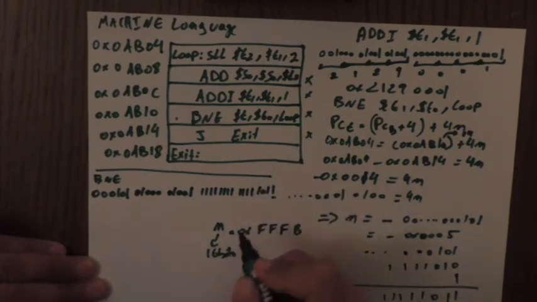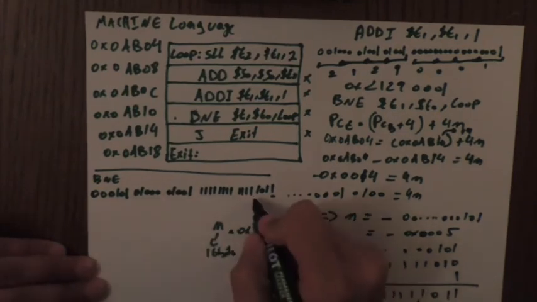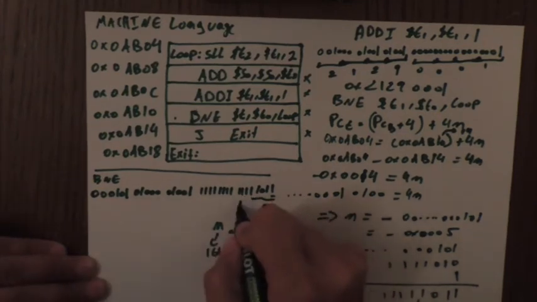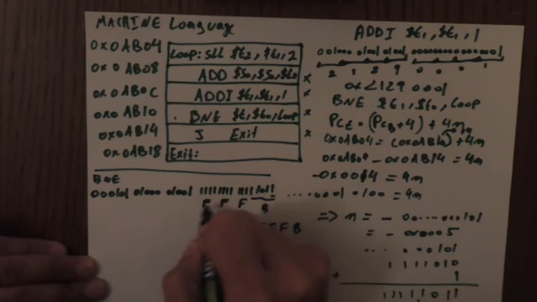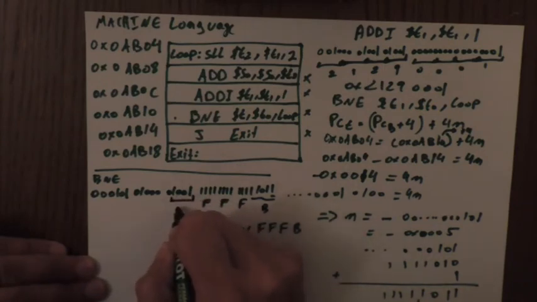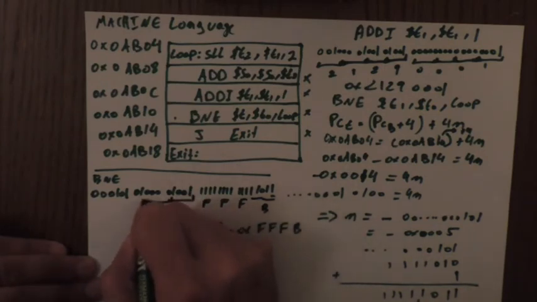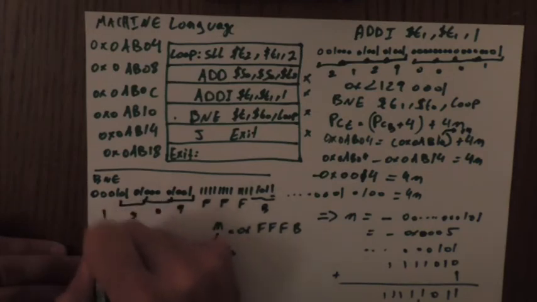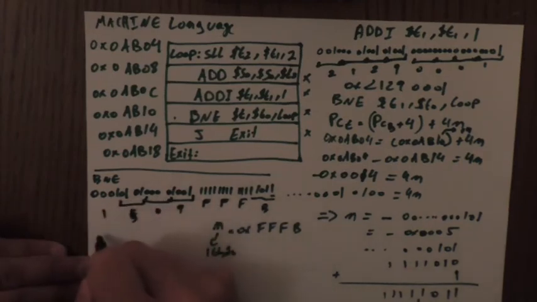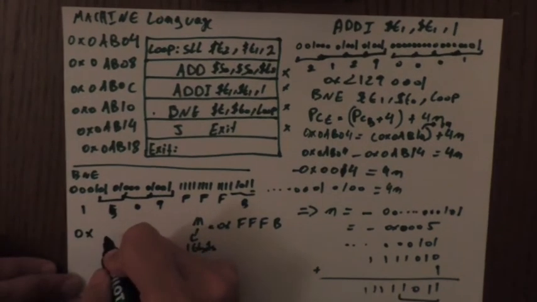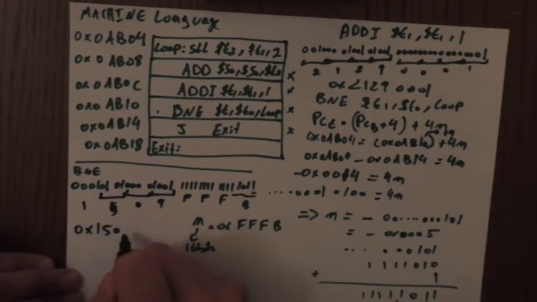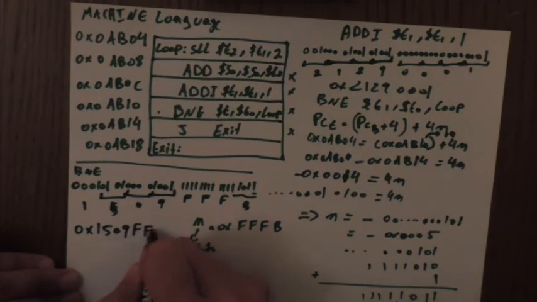Now if I want to write this in hexadecimal, this is going to be B F F F, and we take this, it's going to be 9 0 5 1. So the hexadecimal representation will be 1509FFFB.